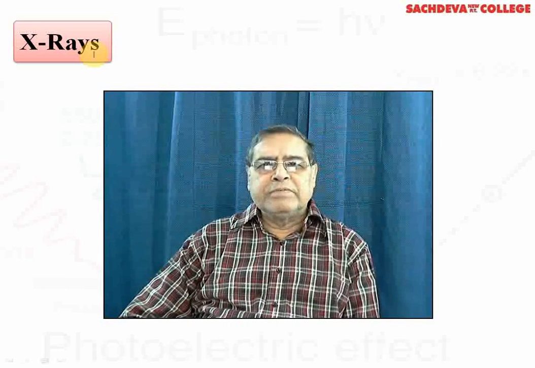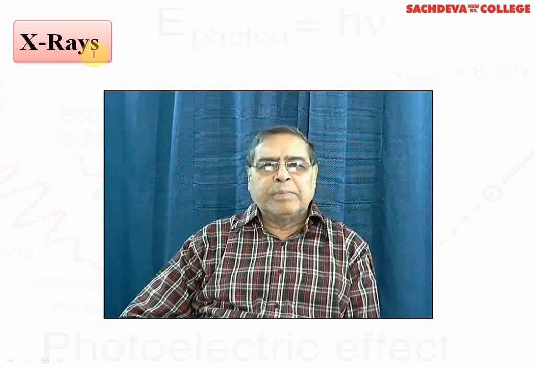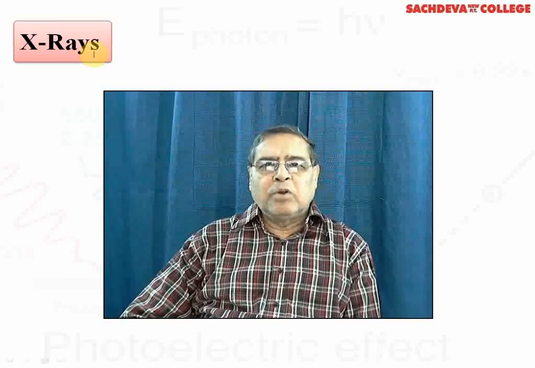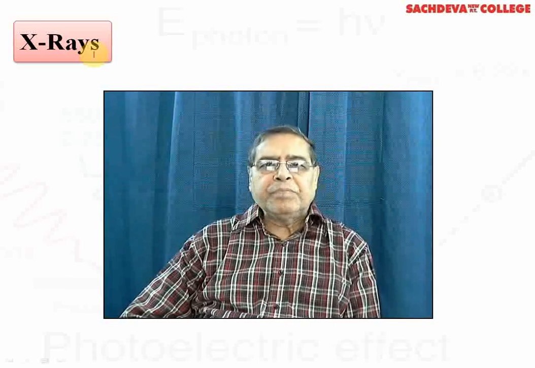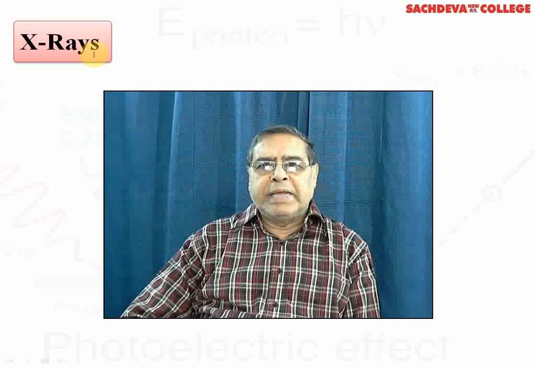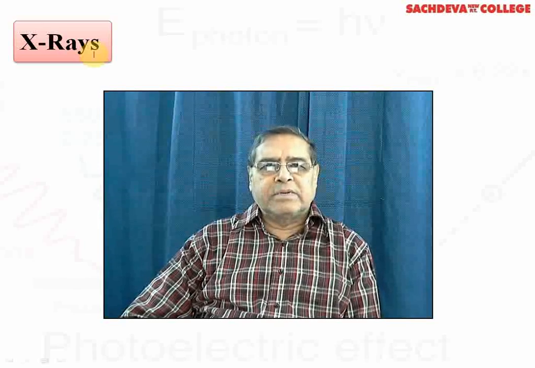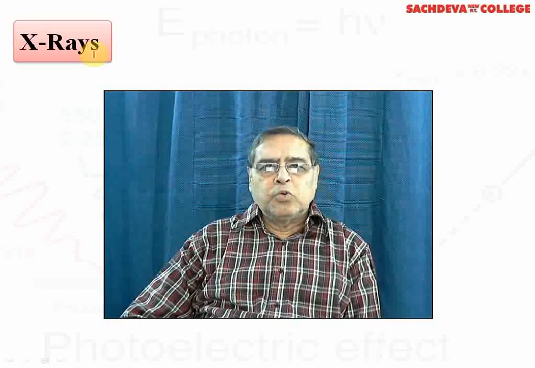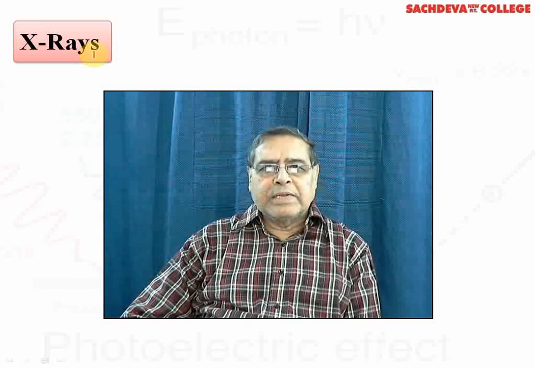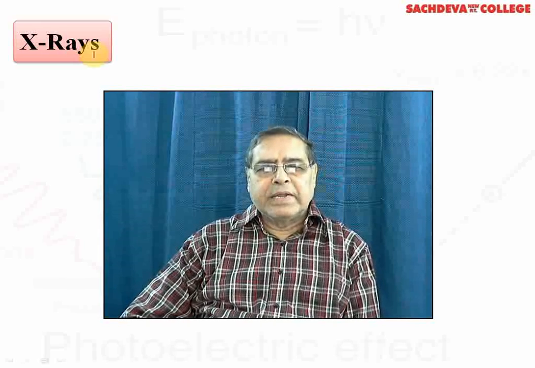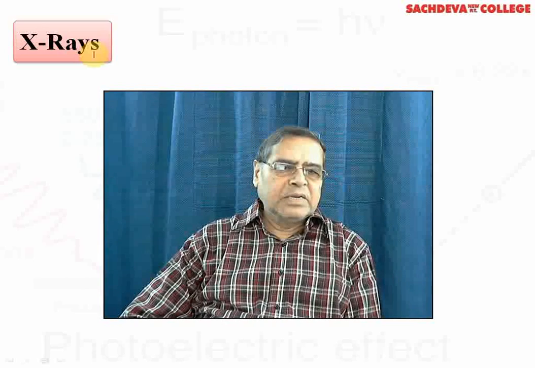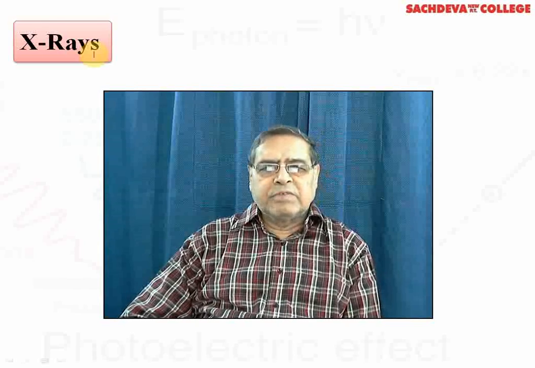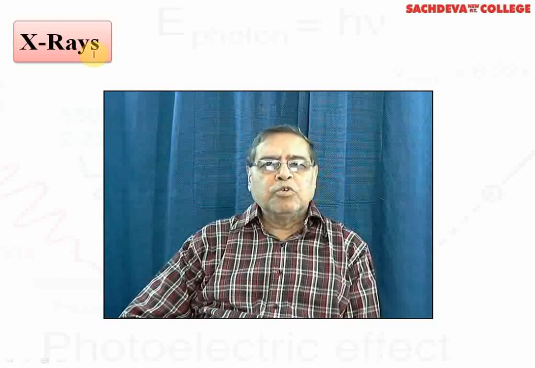For linear absorption coefficient, we use the formula I = I0 e^(-mu x), where I is the intensity of the radiation emerging out from the plate, I0 is the intensity of the radiation falling on the plate, and I0 minus I will be absorbed by the thickness x of the plate. Mu is the linear absorption coefficient. So if you want to find mu, the formula will be 2.303 log (I0 over I), divided by the thickness. So in X-rays, this is one of the special properties, that is linear absorption coefficient.